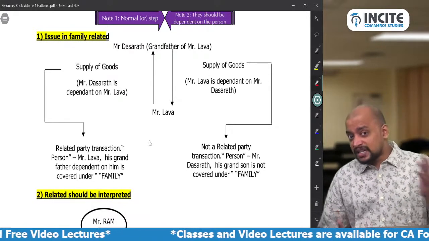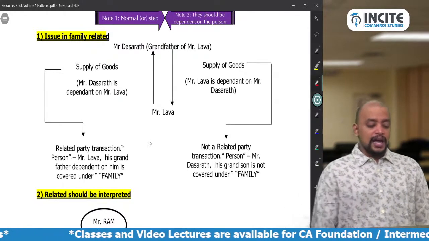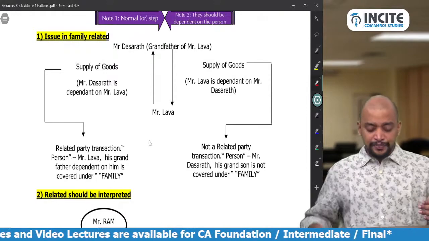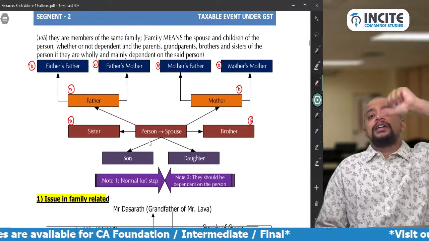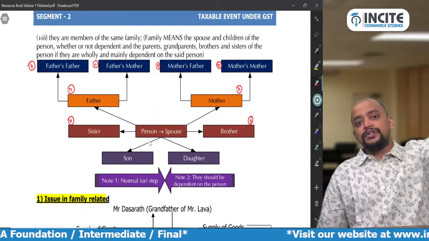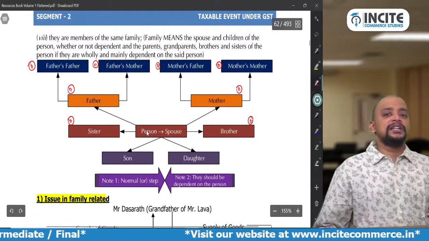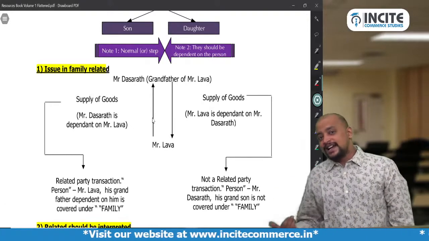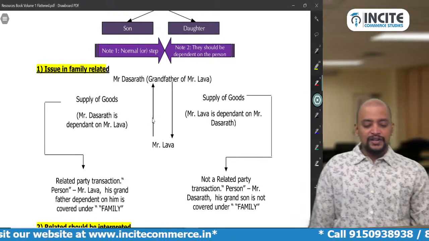Then suppose it is reverse. Mr. Lava is making supply of goods to Mr. Dasarath and Mr. Dasarath is dependent on Mr. Lava. This is another situation. Now in that case, who should be seen as the person? Mr. Lava. Whether the grandfather is like family? Yes, the grandfather is family because it is two levels up. So parents and grandparents; the grandfather will come under family. So that will become a related party transaction. See here. One side it is not a related party transaction, whereas the other side it becomes a related party transaction. So funny, isn't it?